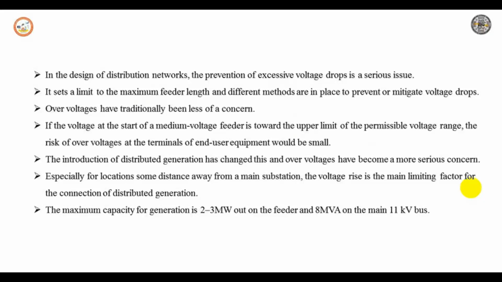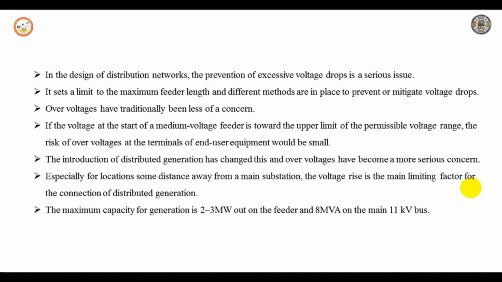In the design of distribution networks, the prevention of excessive voltage drop is a very serious issue. It sets a limit to the maximum feeder length, and different methods are used to prevent or mitigate this voltage drop. Overvoltage has traditionally been less of a concern. If the voltage at the start of the medium voltage feeder is towards the upper limit of the permissible voltage range, then the risk of overvoltage at the terminals of end user equipment would be very small.